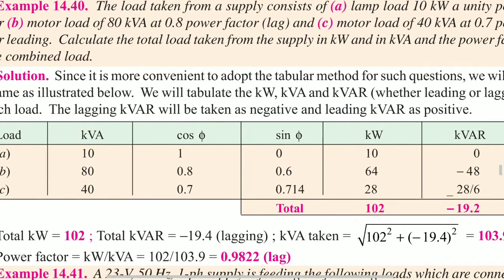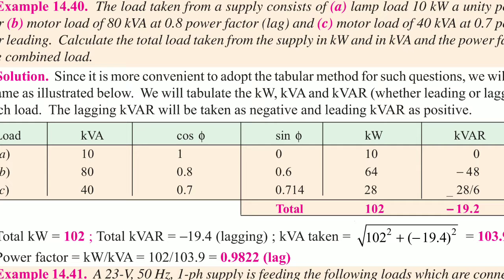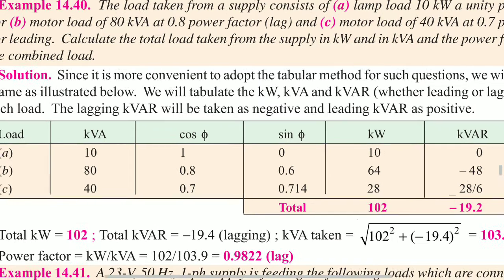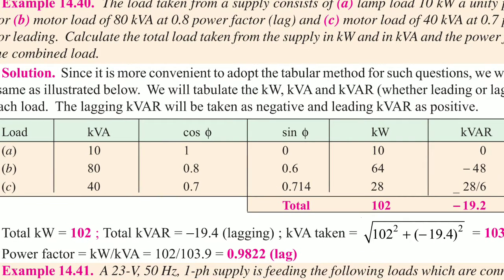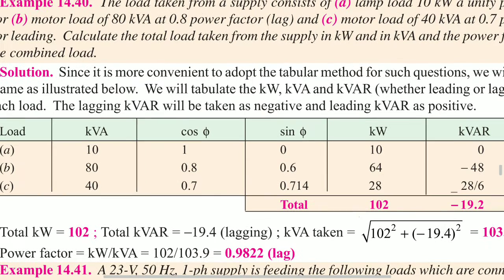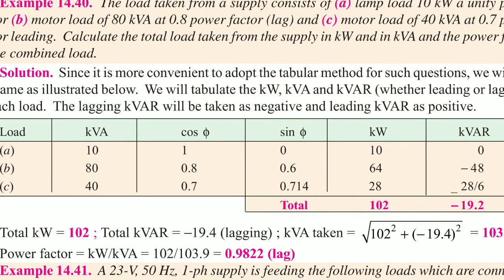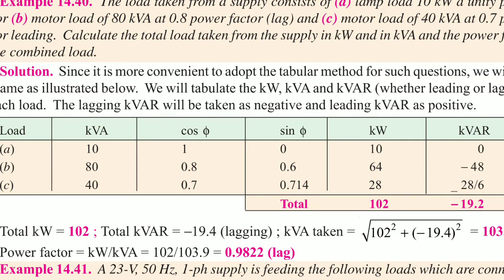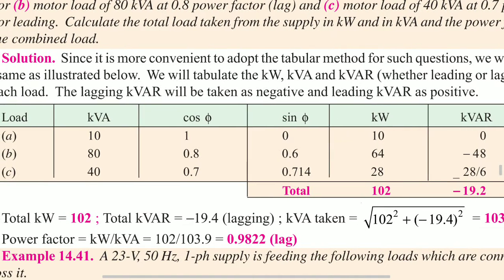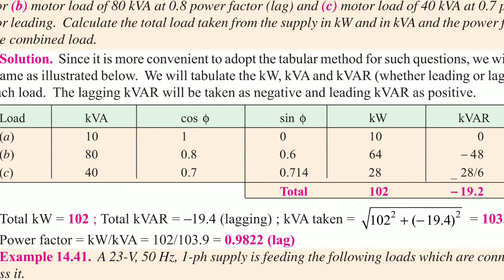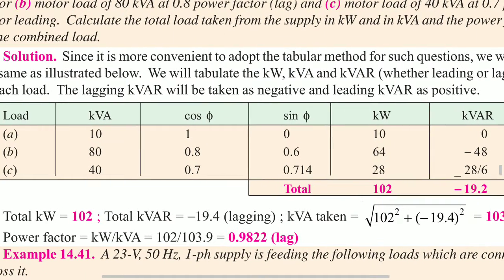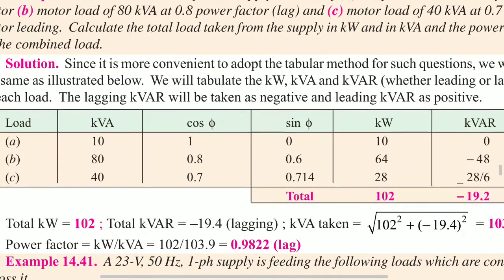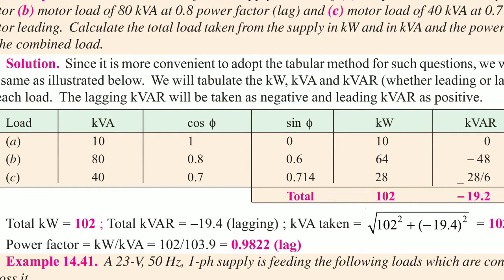What about kVAR? kVAR, kilovolt ampere reactive, is VI sin phi, so kVA sin phi. kVA is 10, multiplied with sin phi, which is 10 into 0, which gives kVAR as 0. That is for the lamp load, A.